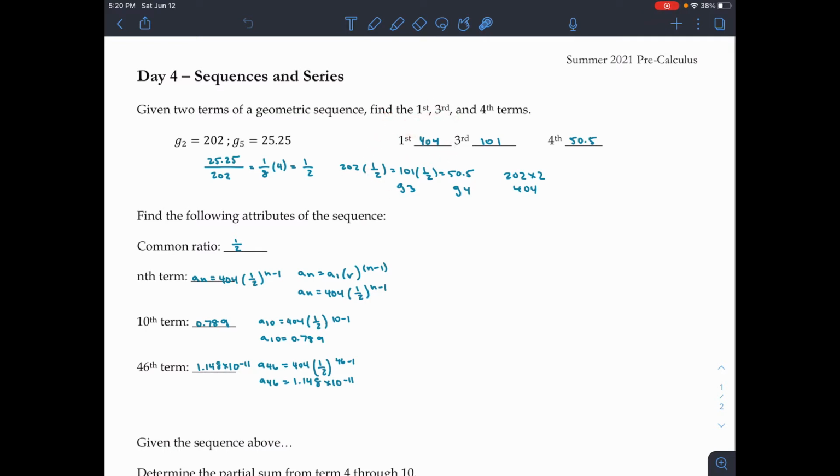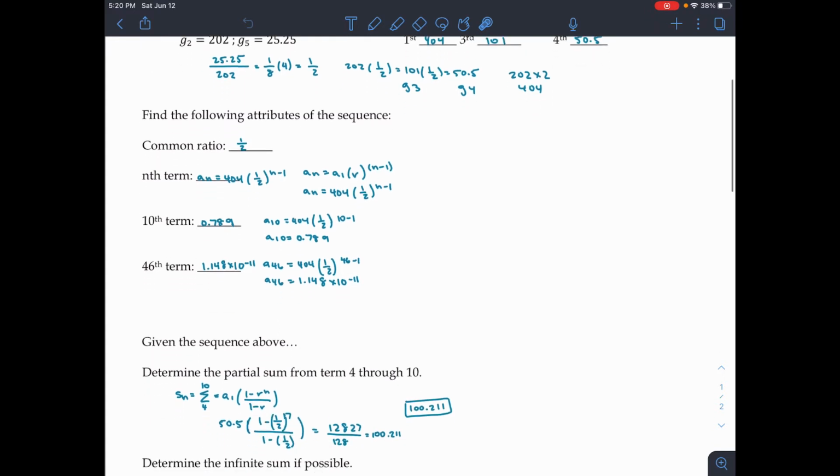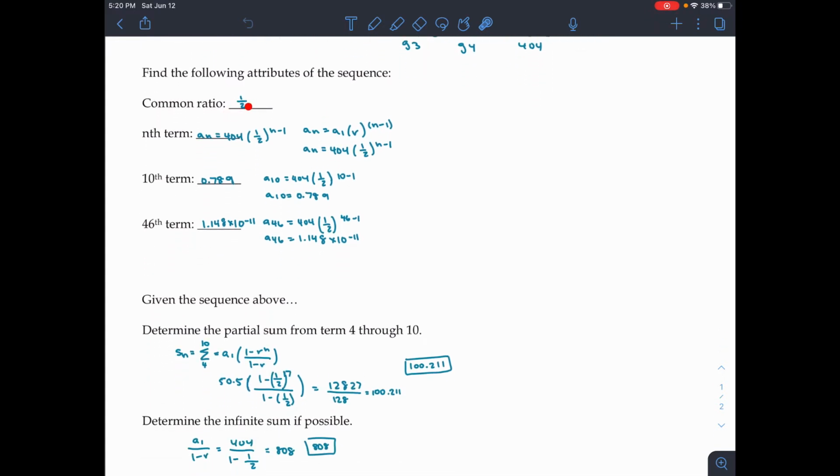But to find the first term, we would take the second term and do the inverse of the ratio. So that would be taking the second term, 202 times 2, which would give us 404 as our first term. And then, as I said, the common ratio is half.